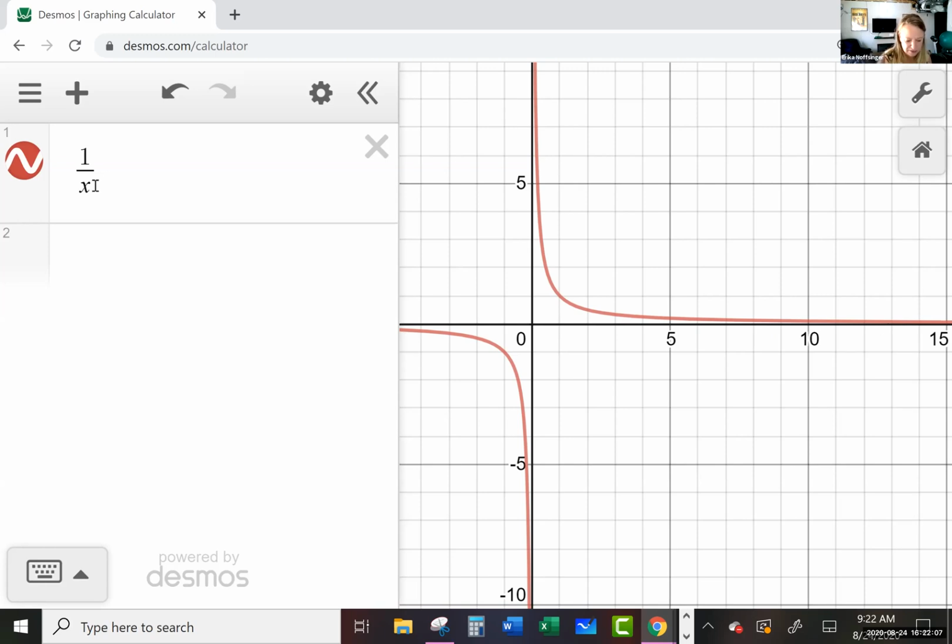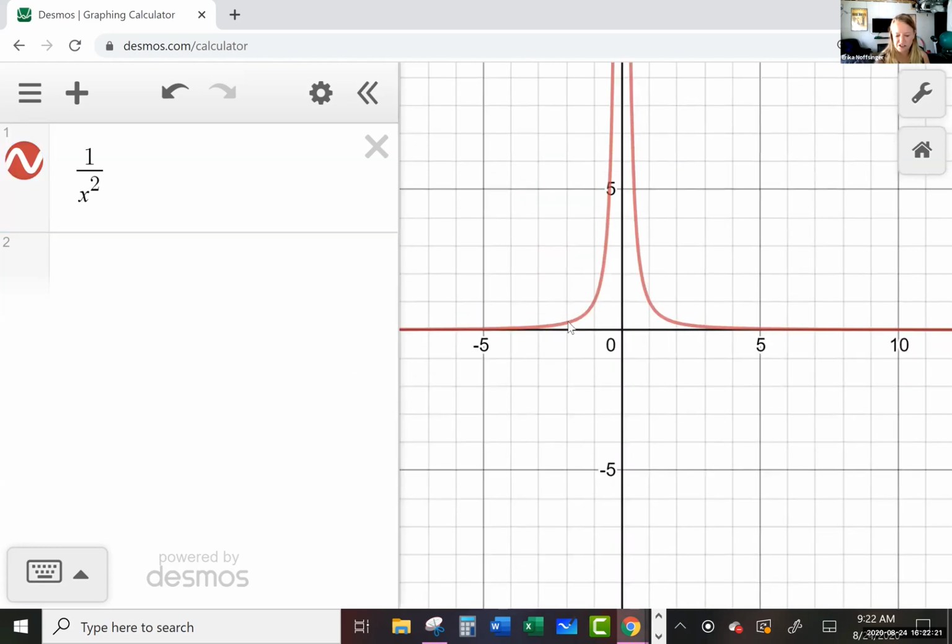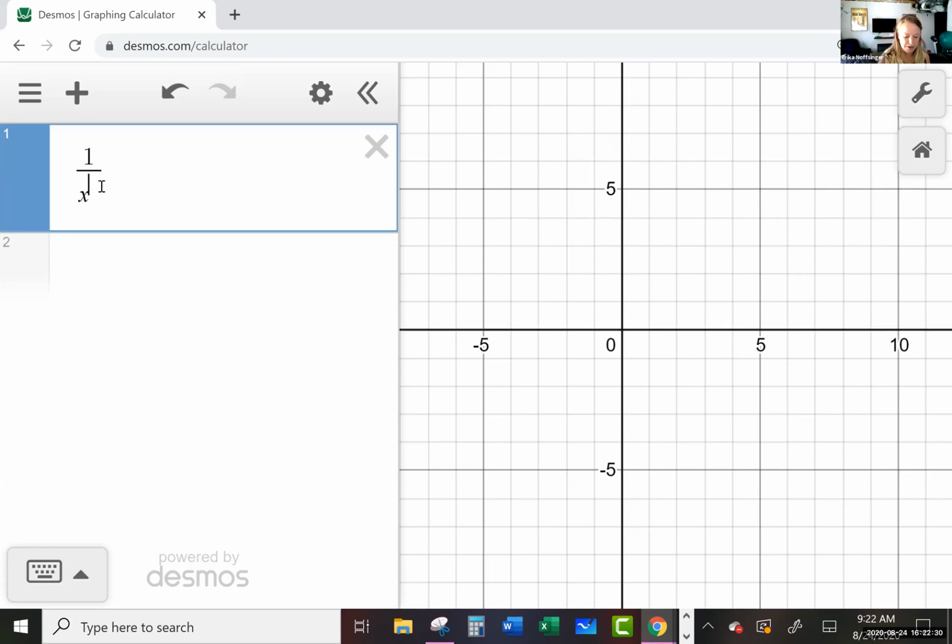So let's look at the same thing, but this time with an x squared in the denominator. Same idea, notice as x goes to negative infinity, we're getting closer and closer to 0. As we're going to positive infinity, we're getting closer and closer to 0. So any power I put up here, notice that that's always going to be the case. Left and right end behaviors of our graph always go to 0.